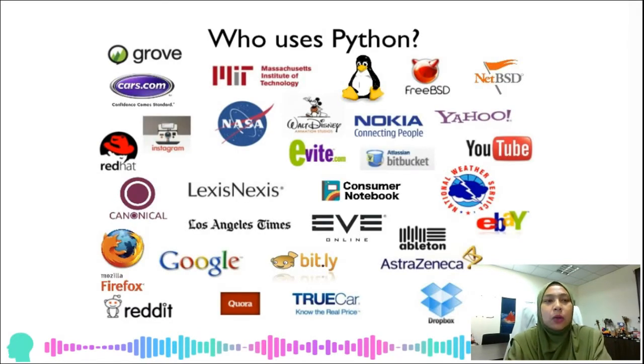Okay, let's take a look. What are the companies that use Python? So here, as you can see on the display, these are some of the various companies that use Python in their business. Let me move my cursor. Can you see my cursor? Here we have YouTube, eBay, and Dropbox. These are some of the companies that use Python in their business.